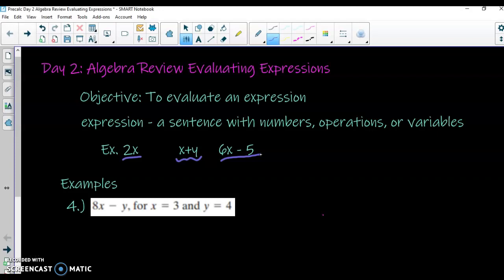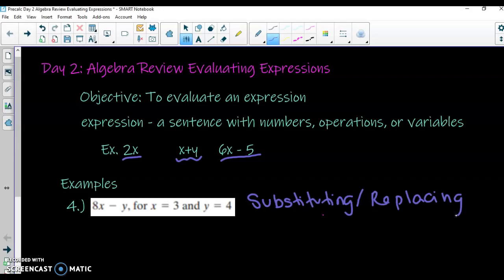So when we are evaluating is the same thing as substituting. Another way to look at substituting is replacing. Okay? So in the first couple of cases, that's what you're doing. You are substituting or replacing your variable with a number that you've been given.